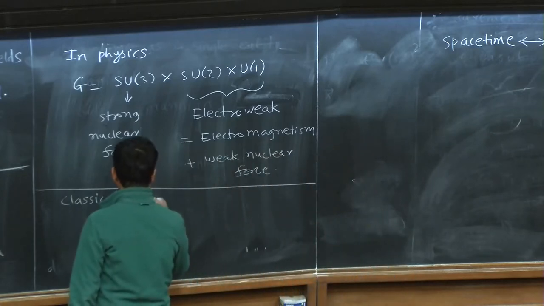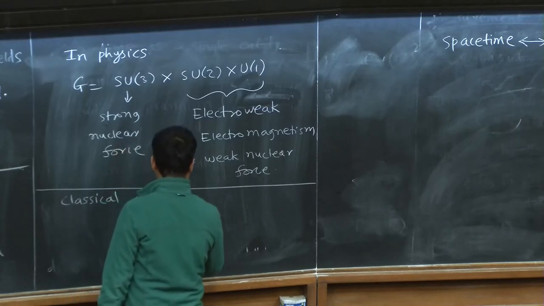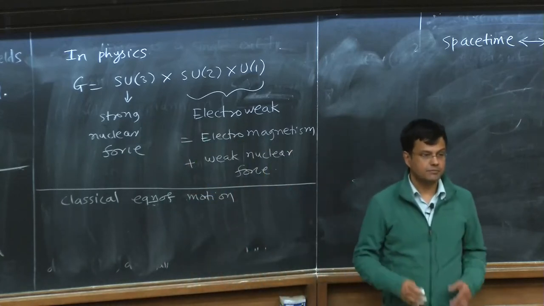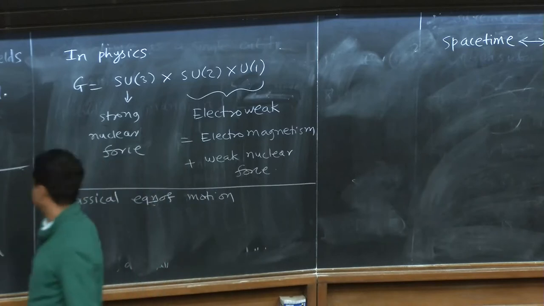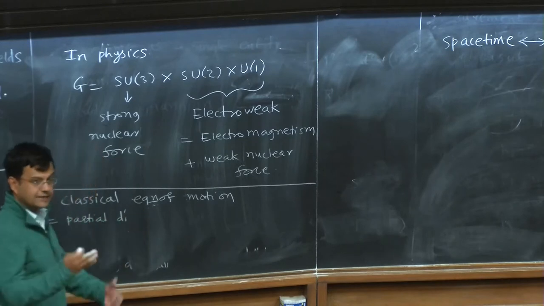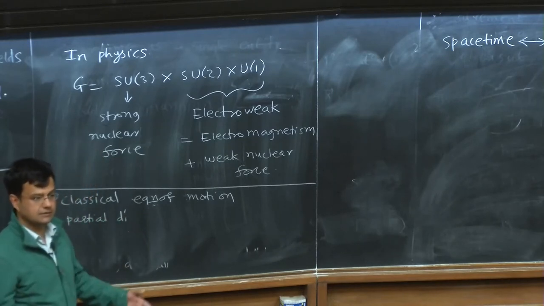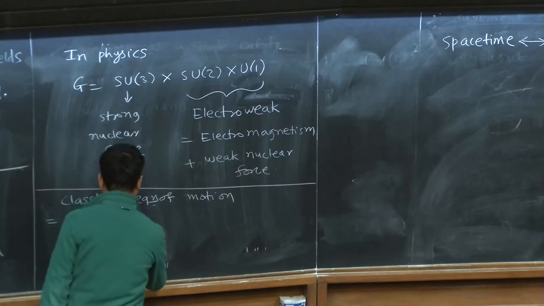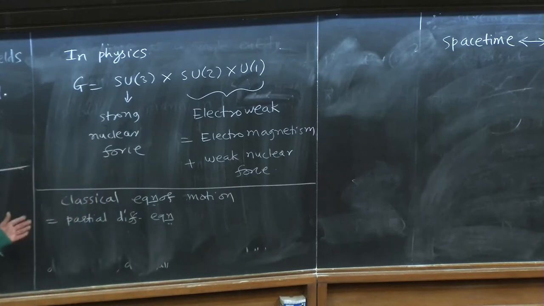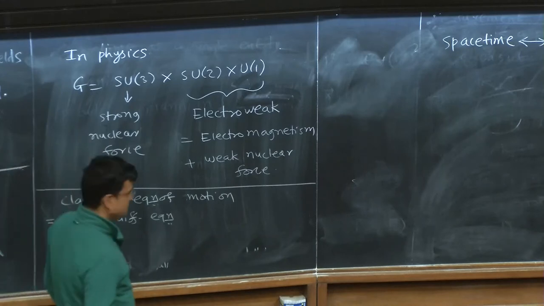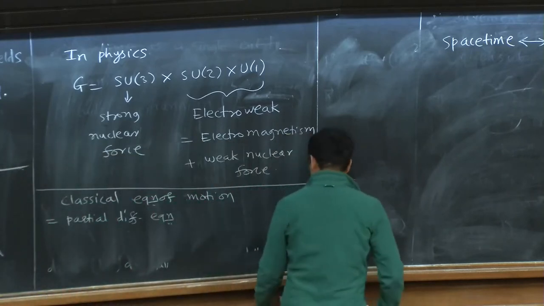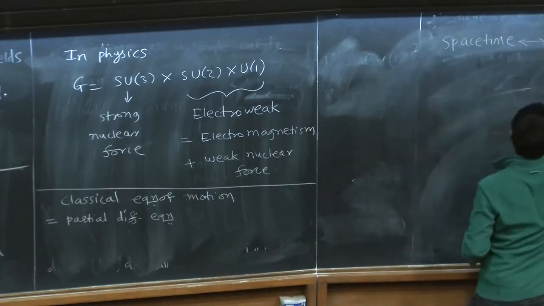The classical equations of motion are simply some partial differential equations satisfied by the classical fields. So the connection is not flat, but it must satisfy a classical partial differential equation. It's not any field, but physically relevant fields must satisfy these classical equations of motion. And there is a quantum version of that which we will come to.